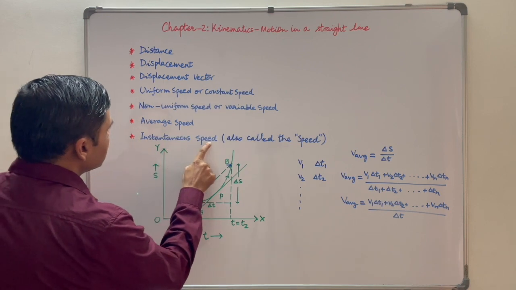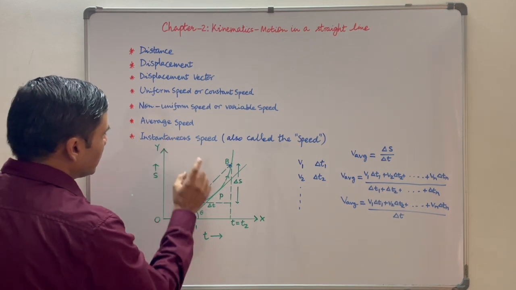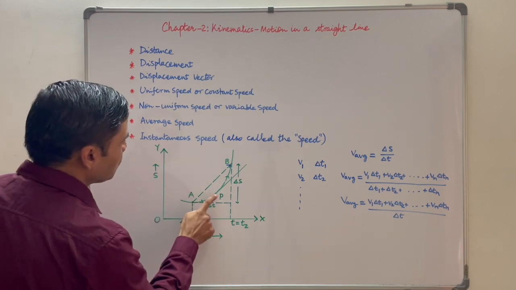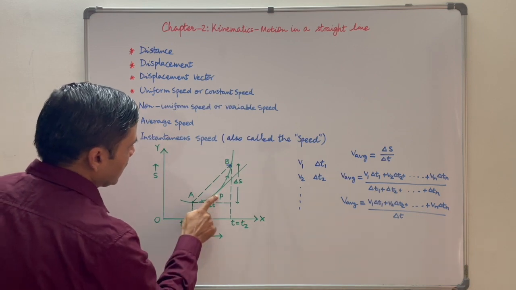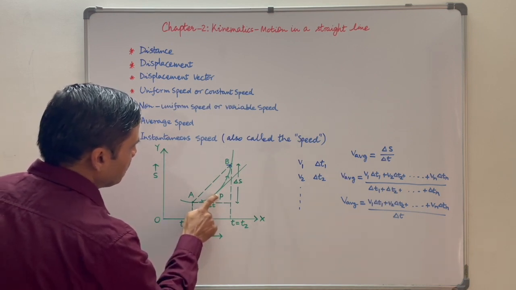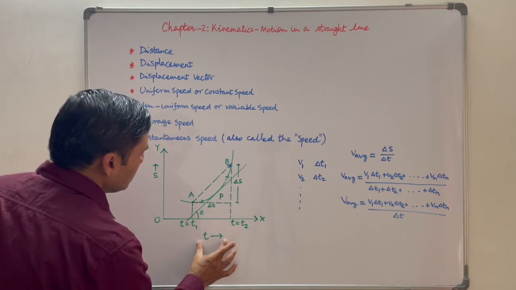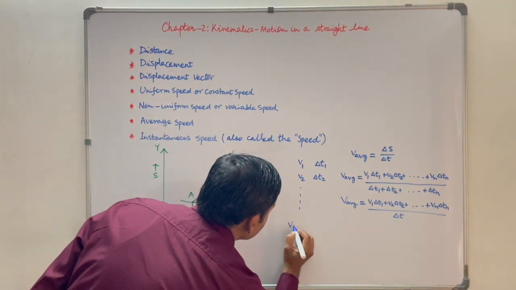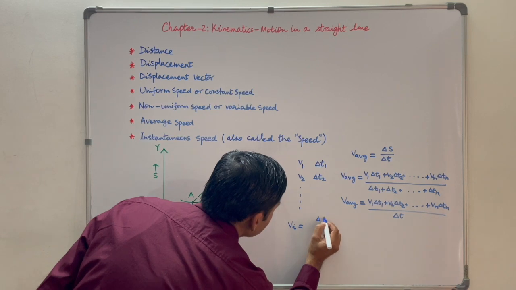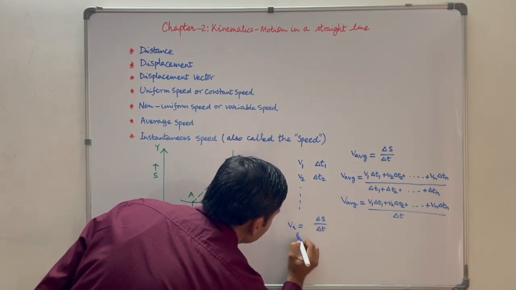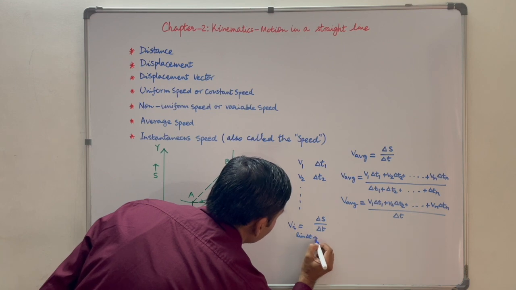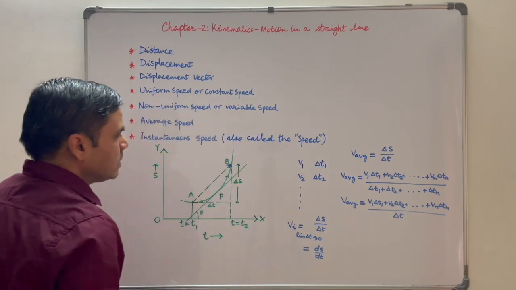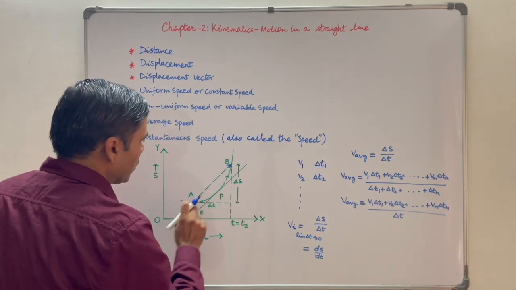Last one is instantaneous speed. Average speed is calculated for a duration of time and instantaneous speed is calculated at a certain point of time. Suppose we have to calculate instantaneous speed at point P, then delta t has to be very small, means delta t tends to 0. So instantaneous speed will be equal to delta s upon delta t when delta t tends to 0. And this is equal to ds by dt. ds by dt is nothing but the slope of tangent at point P.